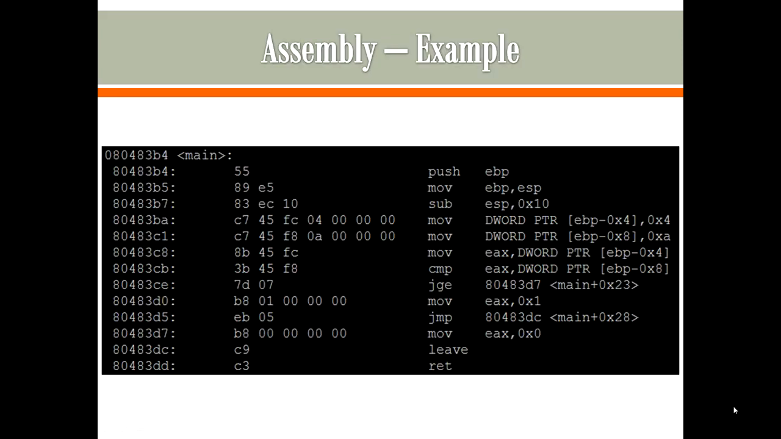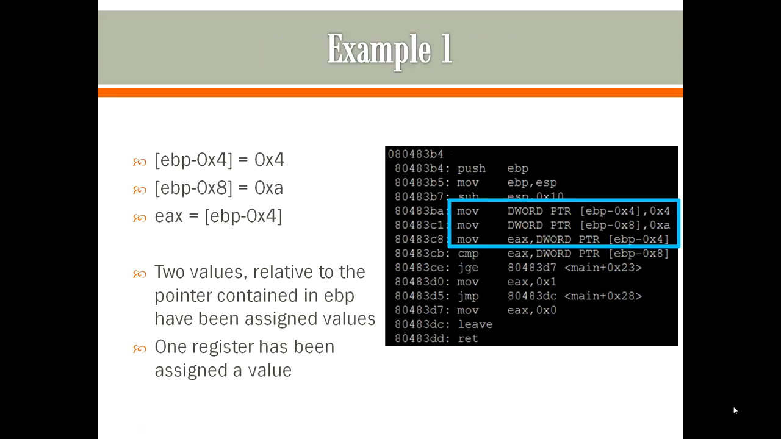Let's step through this example to get an understanding of what this program does by practicing what we learned. Let's focus on the instructions we know, which are move, compare, jump, and call. We're going to ignore the first three instructions, which represent the prologue, but we'll describe that more in detail later. We'll start with the instructions in the highlighted box.